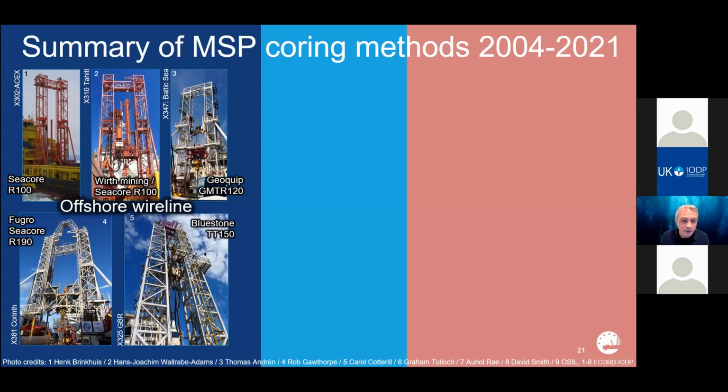So the first category is offshore wireline, and I think people will be most familiar with this type of coring as it's been the bread and butter of scientific ocean drilling for decades, and it's featured in 5 out of our 8 MSP expeditions. So this type of coring is done from heave compensated rigs, where the torque is applied to the drill string at the rig, and the core barrels and other drilling tools are swapped in and out of the bottom hole assembly by means of a wire.